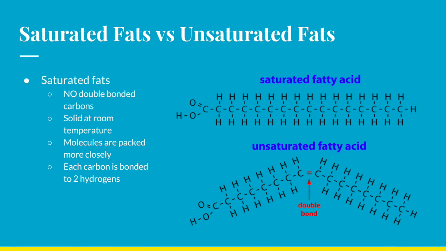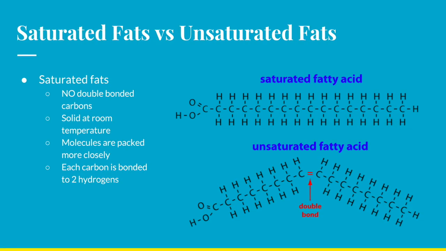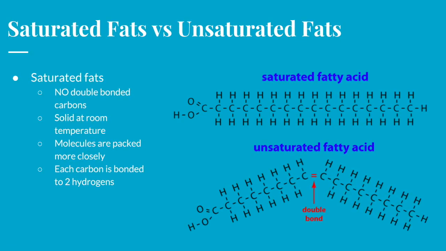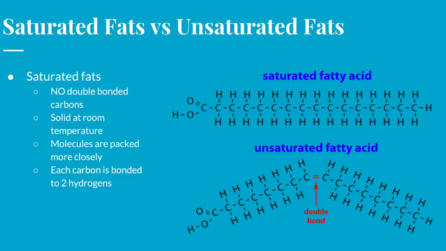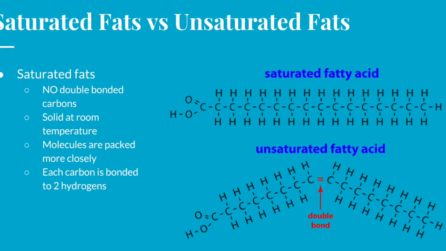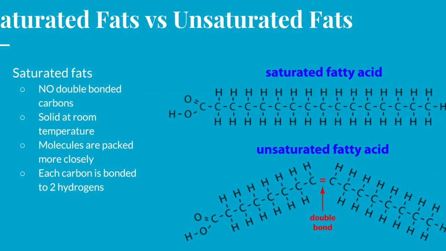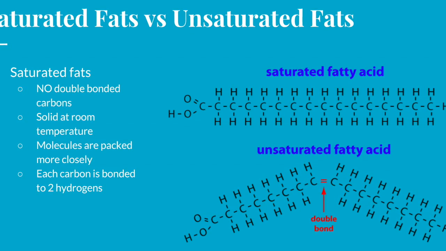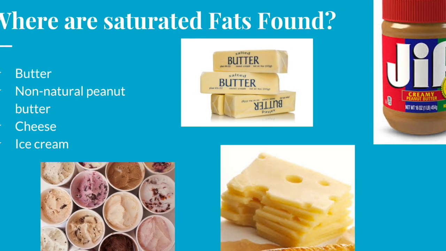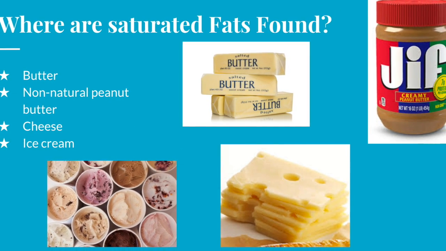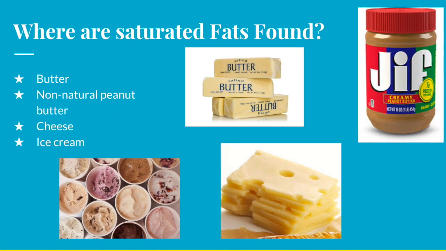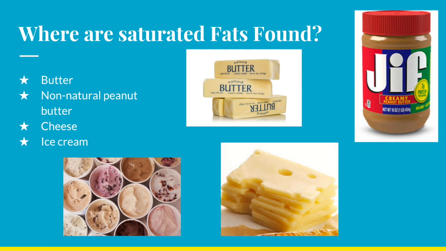There are different types of fats, such as saturated fats and unsaturated fats. Saturated fats have no double bonded carbons. They have a linear composition. They are solids at room temperature. Their molecules are packed more closely and tightly, and each carbon is bonded to 2 hydrogens. Saturated fats are found in many foods, such as butter, non-natural peanut butter, cheese, and ice cream. Saturated fats are more unhealthy for you than unsaturated fats.